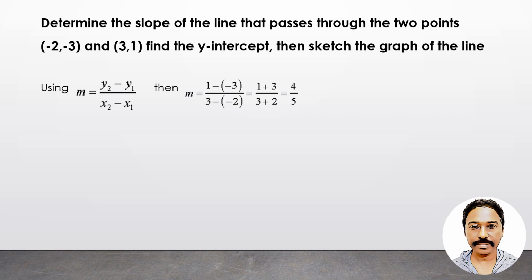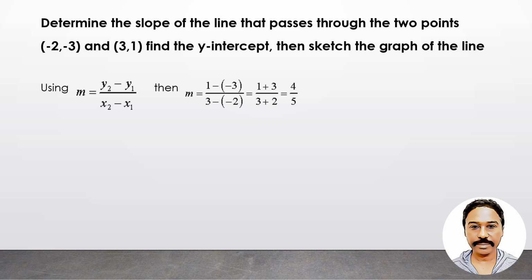We start by using the slope formula, where m is equal to the difference of the y's divided by the difference of the x's. So we find the slope of the line by having, for example, the second point as x1, y1, and the first point as x2, y2. So we have the difference of the y's.